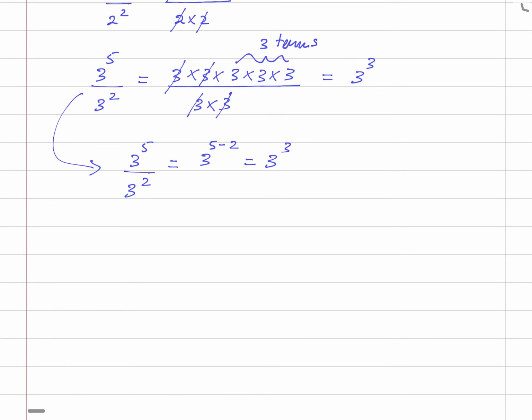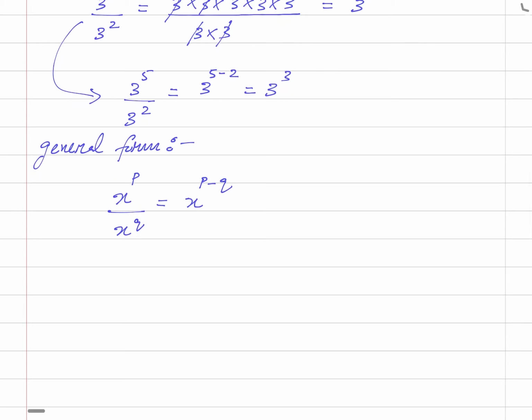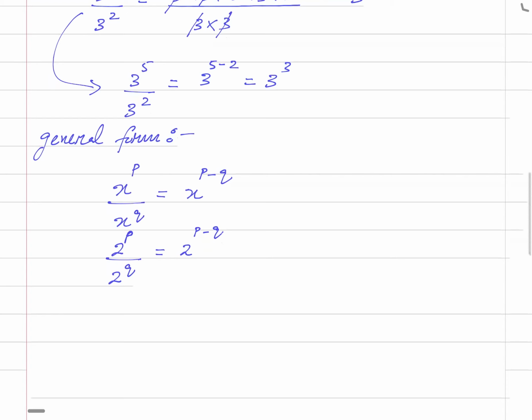Now if I generalize this, the general form: let's say x to the power p divided by x to the power q. The answer would be x to the power p minus q. Then with a number, 2 to the power p divided by 2 to the power q. This should be 2 to the power p minus q. It's very easy.